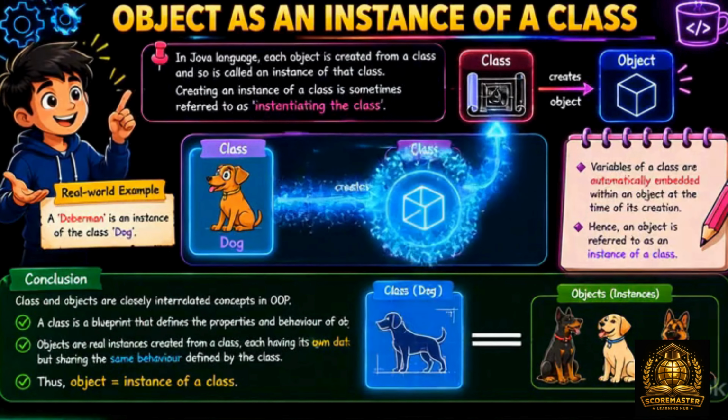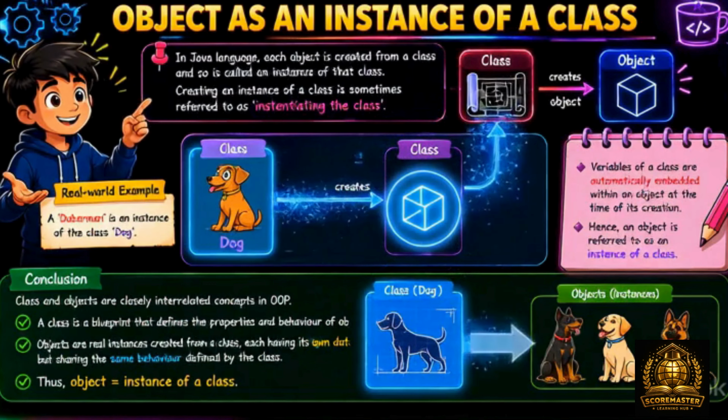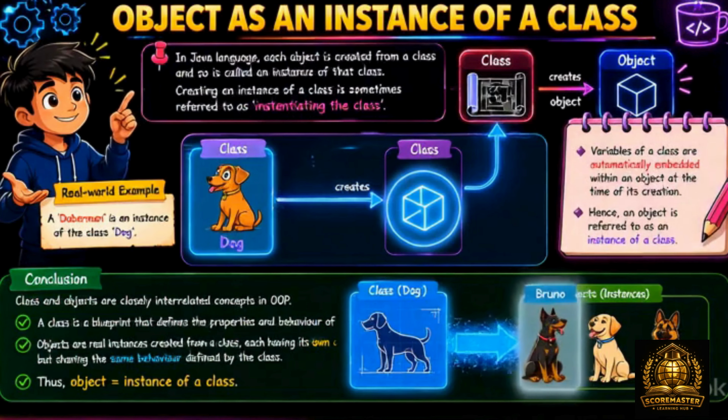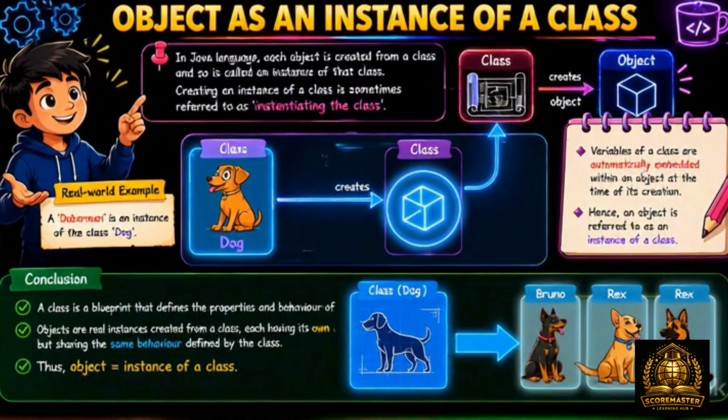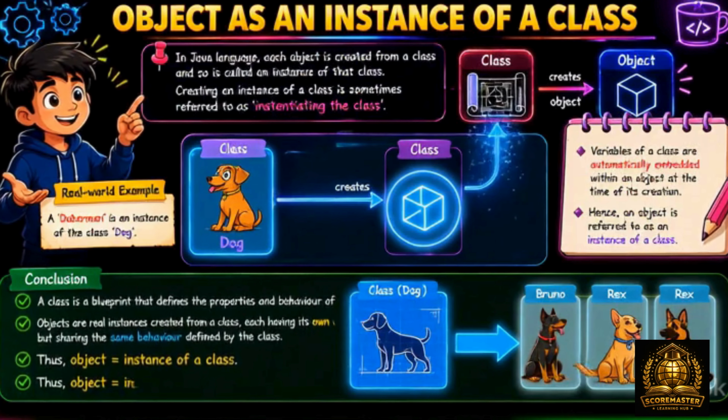In Java, a class is a blueprint. It defines the properties and methods for objects. An object is an instance of a class with its own unique data values. For example, Ben, Bruno, and Rex are all instances of the dog class.